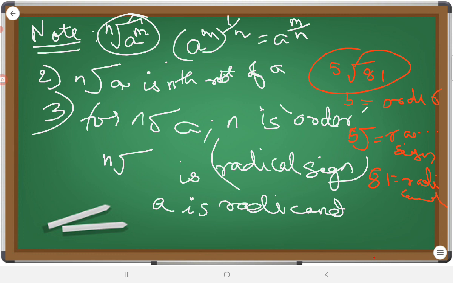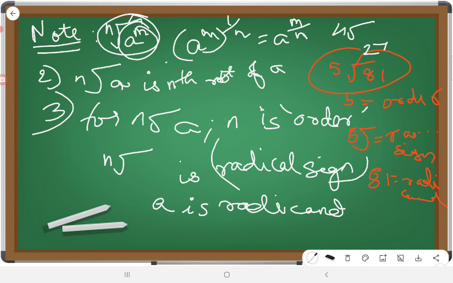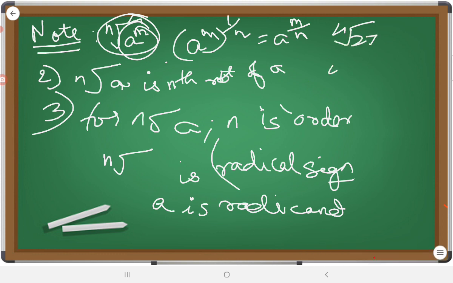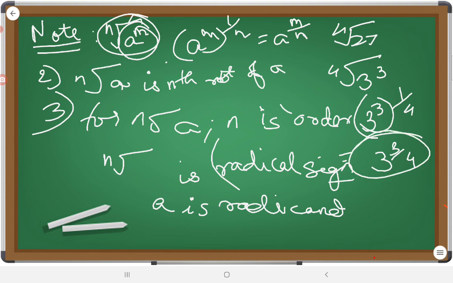You can simplify this further also. For example, you have the 4th root of 27. In the 4th root of 27, 27 is 3 cube, so 3 power 3 whole power 1 by 4 gives 3 power 3 by 4. It can be substituted like this also. So this is the first basics which we learned.